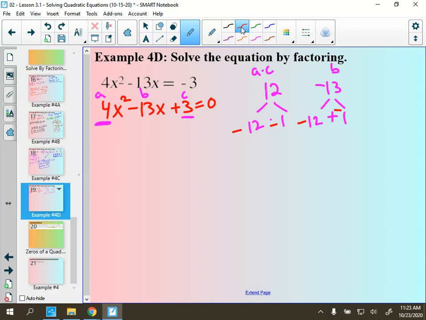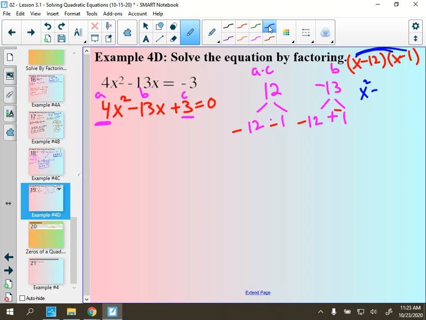Here's another big difference now. I can't just finish this one like the last one and say, oh, that was easy. X minus 12 and X minus 1. Yep, that was easy. Because why? Why can't I do that? Because if I try to re-multiply this back out, what's going to happen?